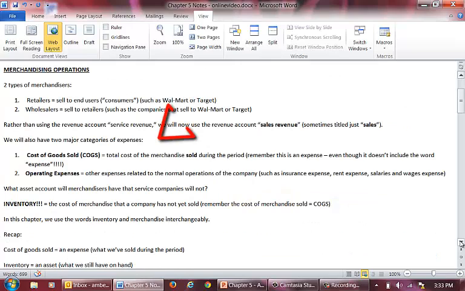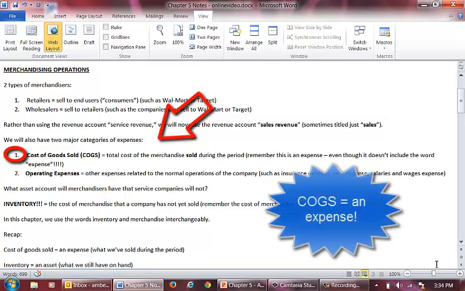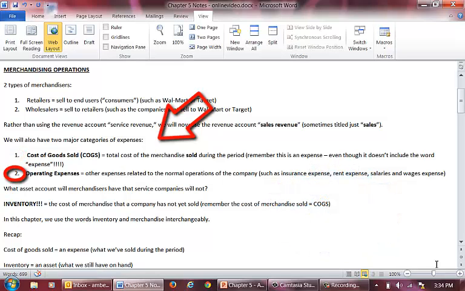We will also have two major categories of expenses: cost of goods sold and operating expenses. Cost of goods sold is the total cost of the merchandise sold during the period. Remember, this is an expense even though it doesn't include the word expense in the title. Operating expenses are other expenses related to the normal operations of the company, such as insurance expense, rent expense, salaries and wages expense, depreciation expense, and so forth.